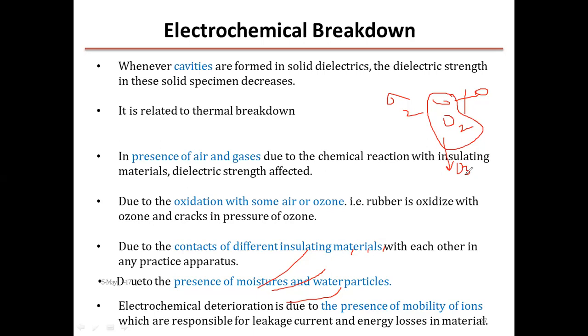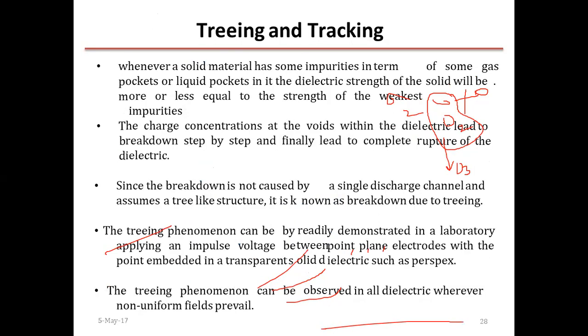Due to the contact of different insulating materials with each other, this is also a reason for the electrochemical breakdown, due to the presence of moisture in the water droplets, water particles. Okay, electrochemical deterioration is due to the mobility of the ions, which are responsible for the leakage current and energy loss in the material. Okay, so these were a few factors which are actually the causes of the electrochemical breakdown.